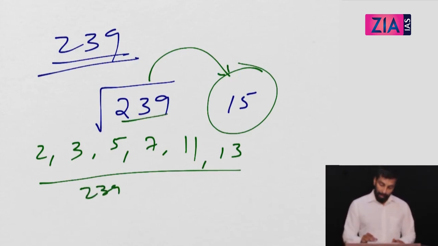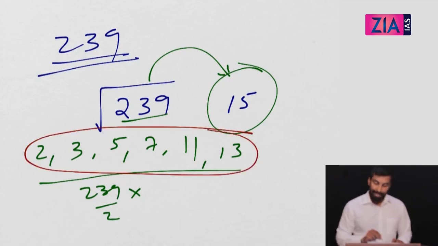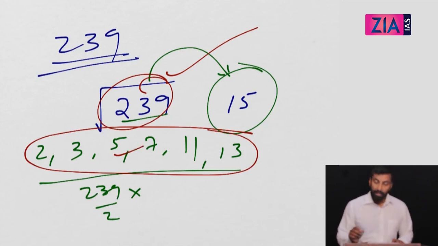So 239 by 2, can you divide? No. Similarly, 239 by 3, can you divide? No. 239 by 5, you can't divide. 239 by 7, also you can't divide. 239 by 11, you can't divide. 239 by 13, you can't divide. Now, if you cannot divide with any of these prime numbers less than 15, it's a prime number. If you can divide with any of them, that number is a factor, so it cannot be a prime number. I hope this is clear.